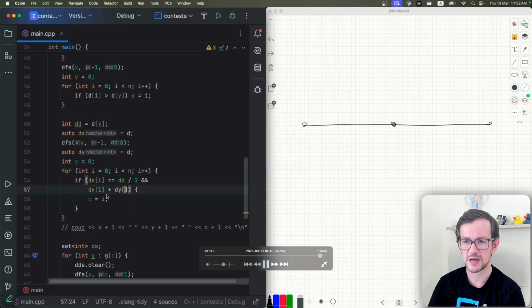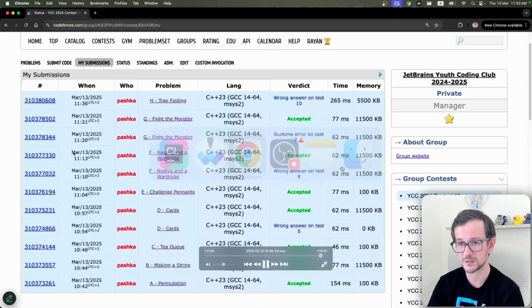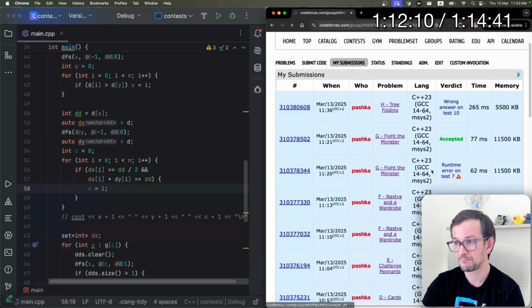Okay, I do it like this. I check that sum of distances is dd. It just means that my node belongs to diameter. Yeah, so sum of these distances equal to diameter. It just means the point belongs to diameter and the distance like this. So that's it. So that's my another mistake.